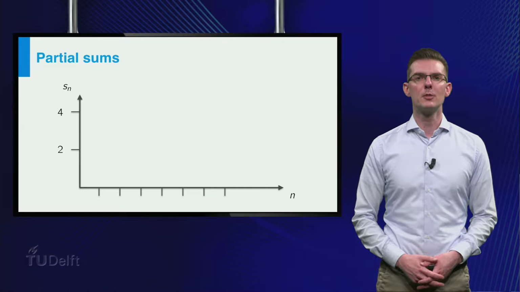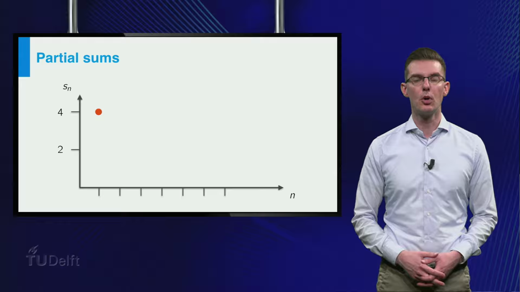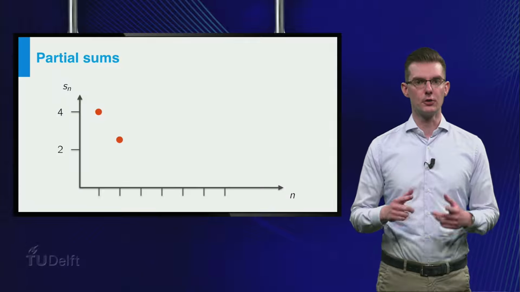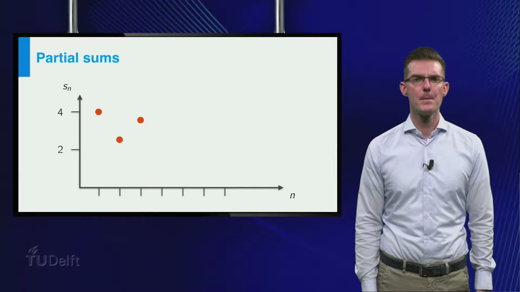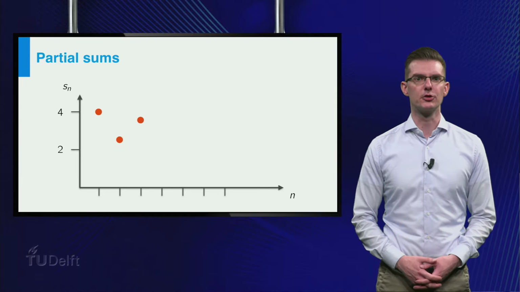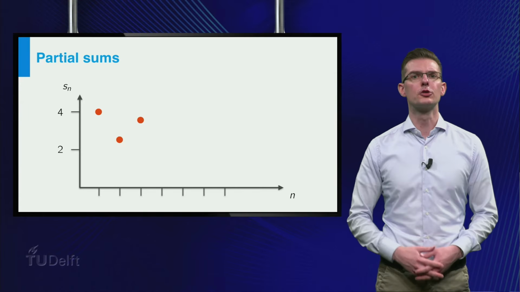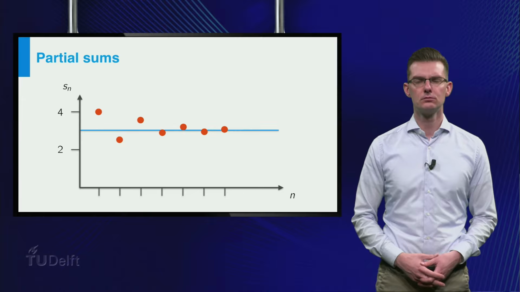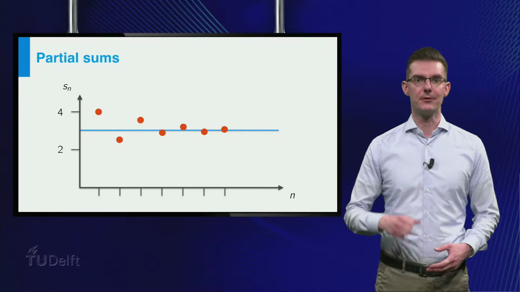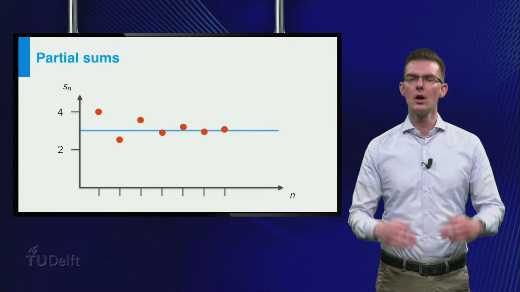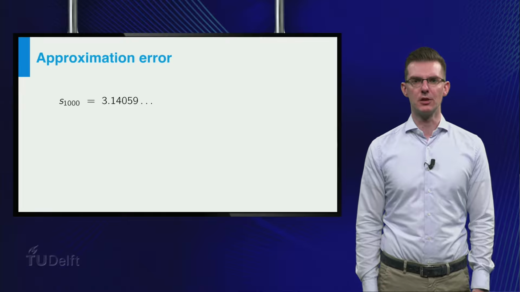The first partial sum is equal to 4. The second one is equal to 2.666. And the third partial sum is equal to 3.466. If we keep adding partial sums to this diagram, then we see that these points appear to converge to a certain value close to 3. Notice that the partial sums are greater than the sum of the series if n is odd, and that they are smaller whenever n is even. Okay? What is the sum of this series?